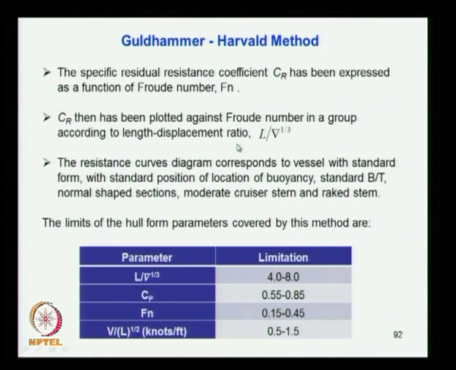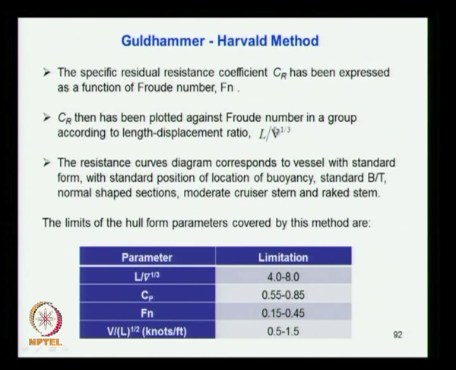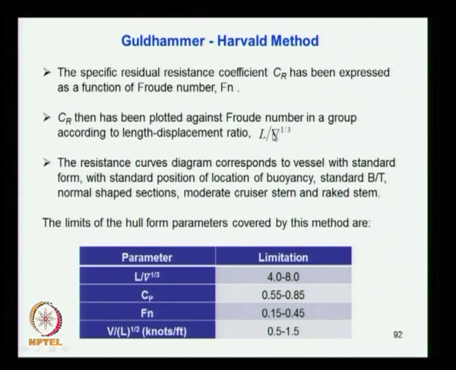We have already seen the series diagram normally put forward by Guldhammer-Harvald. We are not going to use a diagram here, we just explain based on the regression expression. For each value of L by delta power 1/3, a set of data is available. The Guldhammer-Harvald charts are meant for L by delta power 1/3 values of 4, 4.5, 5, 5.5, and it goes up to 8. These are the charts available based on the studies performed by Guldhammer-Harvald.